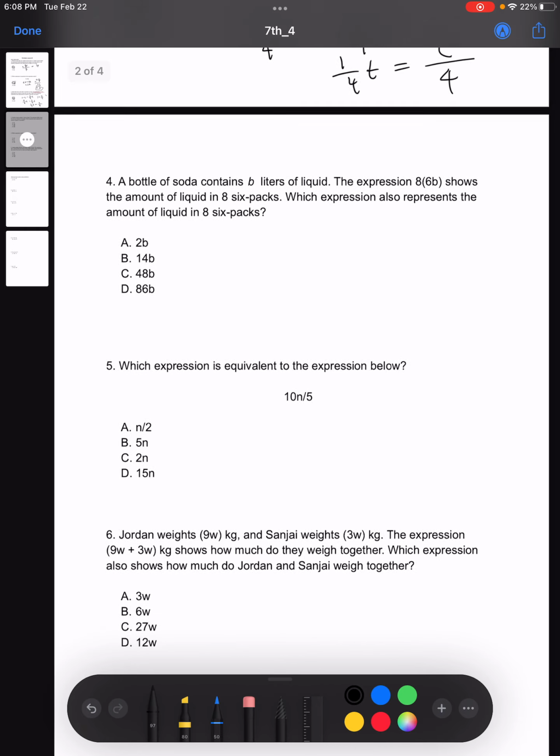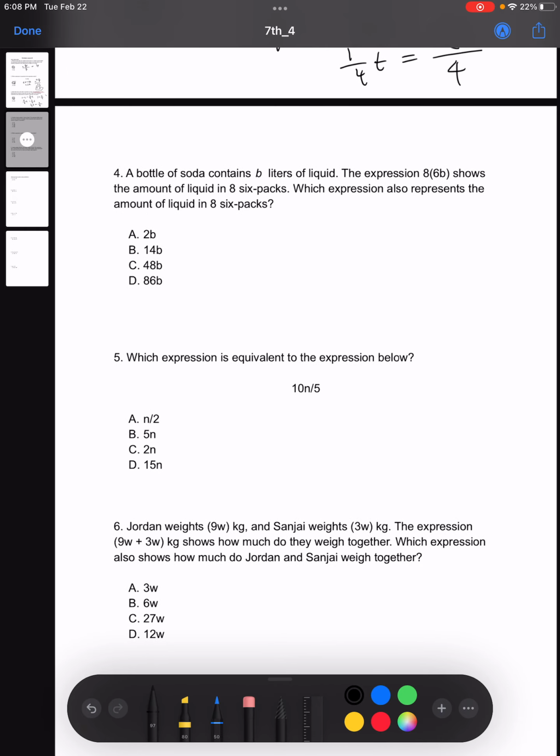Let's move on. A bottle of soda contains B liters of liquid. The expression 8 times 6B shows the amount of liquid in 8 6-packs. Which expression also represents the amount of liquid in 8 6-packs?